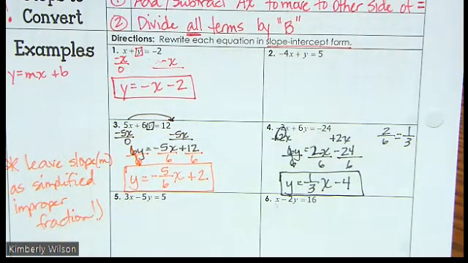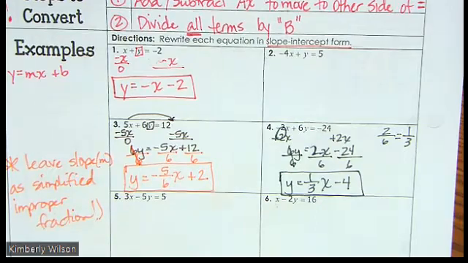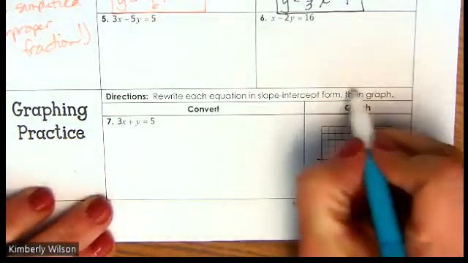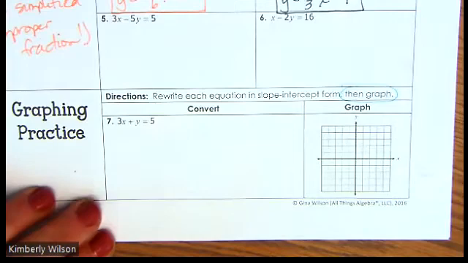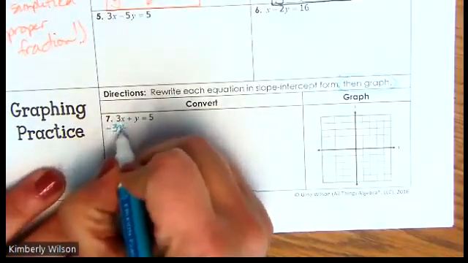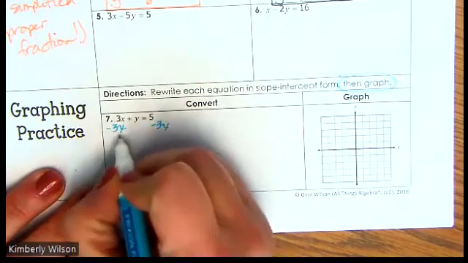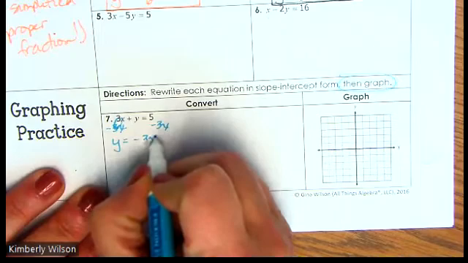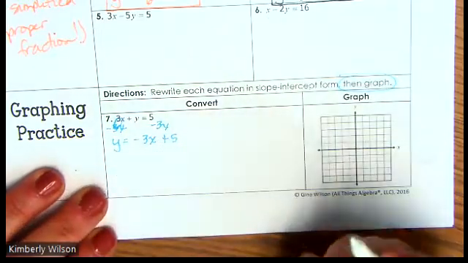Okay, now we're adding a little bit to this. This was just rewriting it in slope-intercept form. Now we're going to actually take it a step further and we're going to graph once we have that equation. Okay, we're adding the then graph part, which we've done already. All right, so I'm going to subtract 3x, subtract 3x. So that zeroes out and I have y equals negative 3x plus 5.